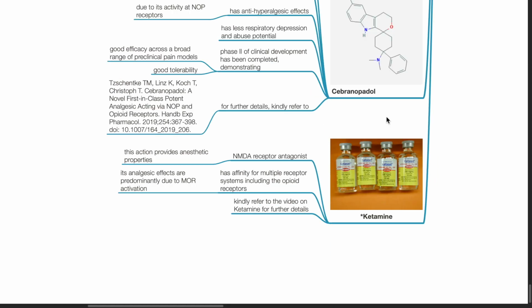Ketamine is an NMDA receptor antagonist. This action provides anesthetic properties. Ketamine also has affinity for multiple receptor systems including the opioid receptors. Its analgesic effects are predominantly due to MOP receptor activation. Kindly refer to the video on ketamine for further details.